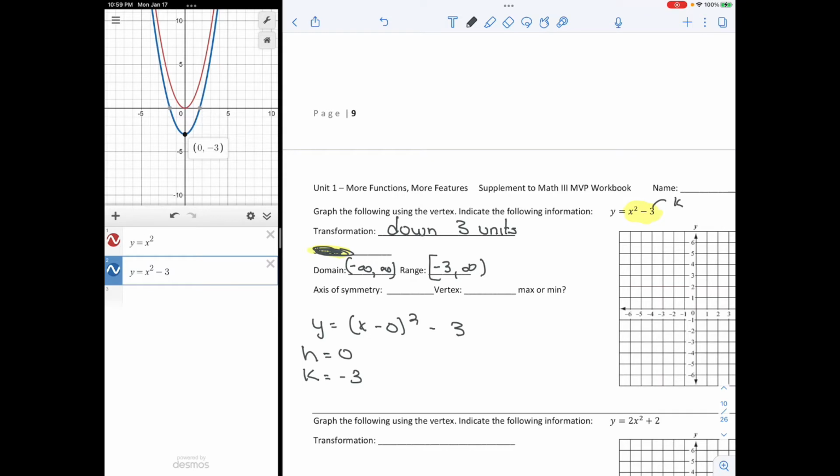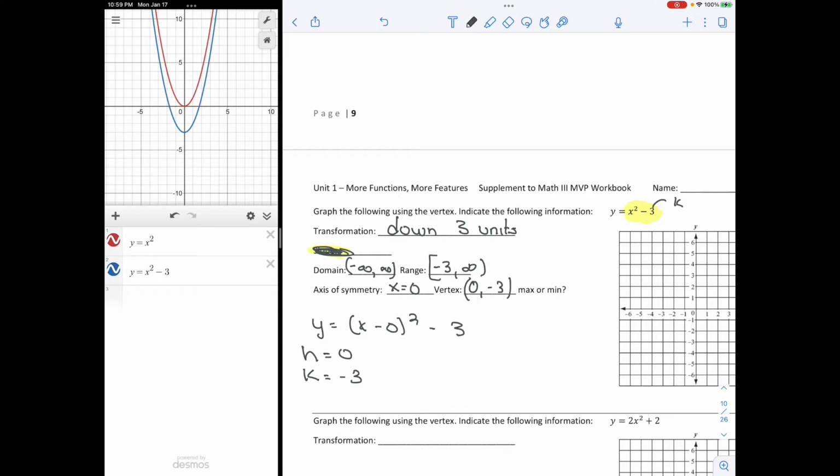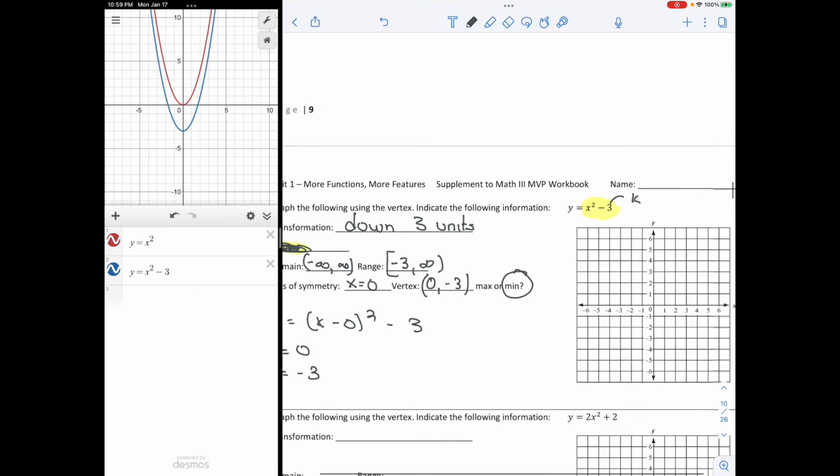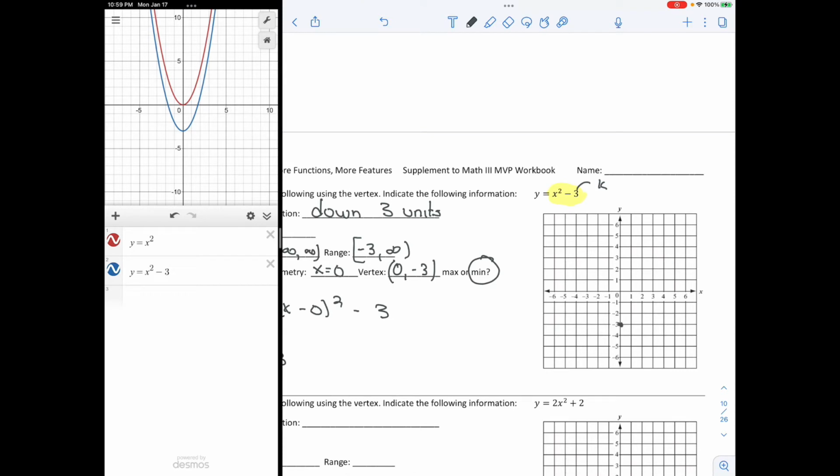My axis of symmetry is going to be the x value of the vertex. And Desmos is wonderful about telling us exactly what that vertex is, which is 0, negative 3. This is a minimum value because the graph goes down to a minimum and then it goes back up. If I were to sketch that in my notes, I'd go down to negative 3. I'd say it crosses the x-axis somewhere between 1 and 2, and I would just sketch it.